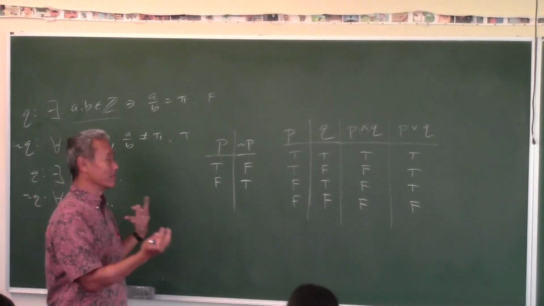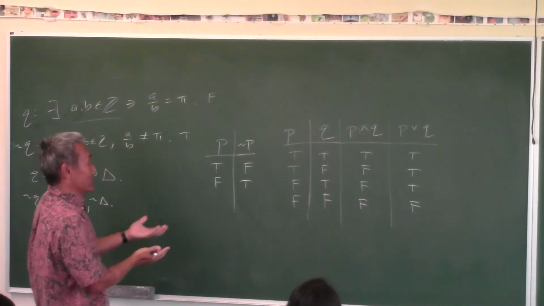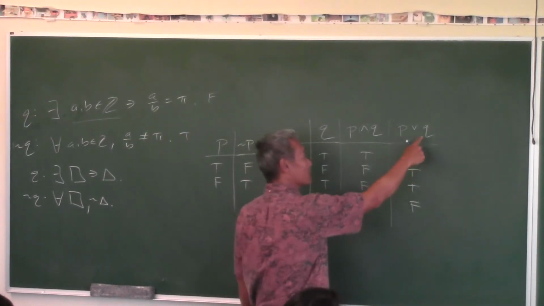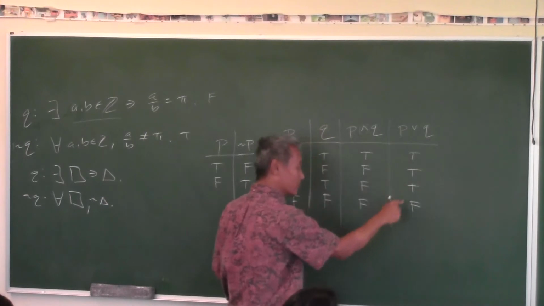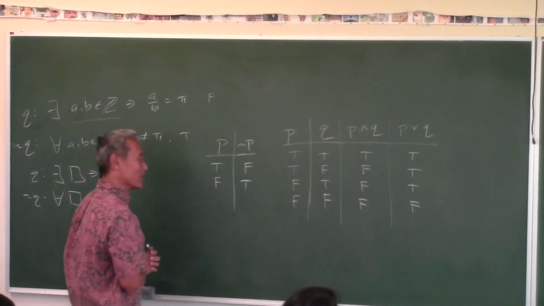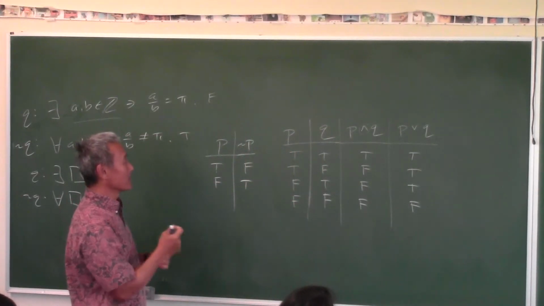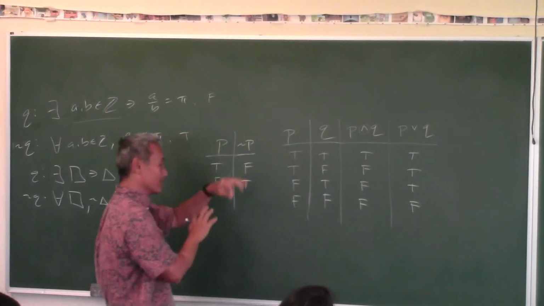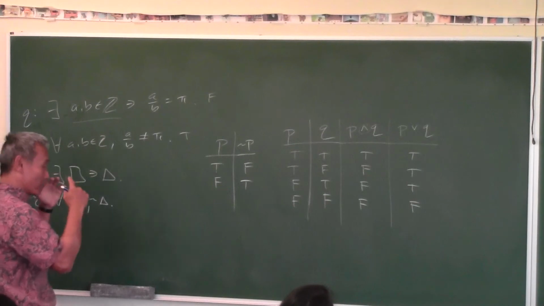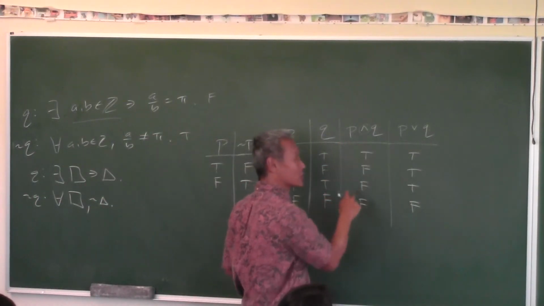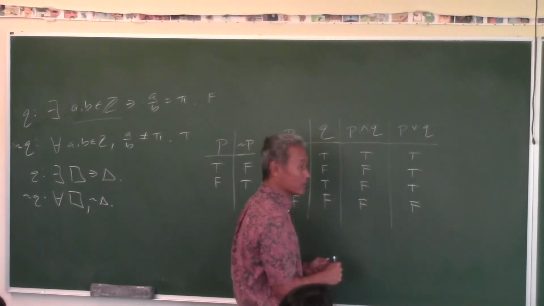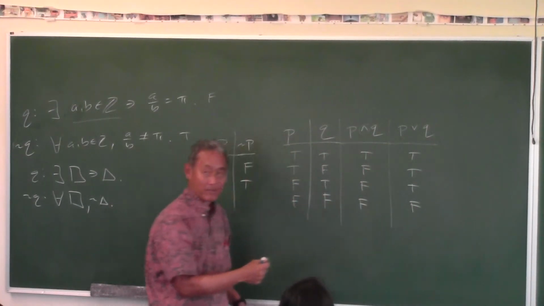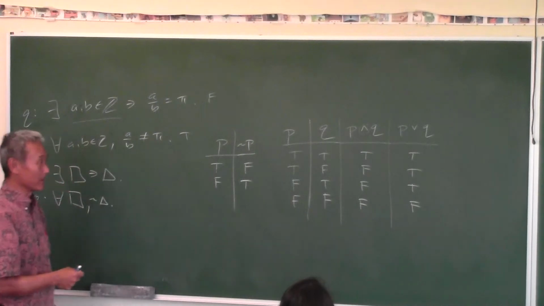Now, it's up to you how you want to remember it. Some people just memorize it: true, false, false, false, and true, true, true, false. I don't think that's a good way to do it, because sometimes it's not going to be like this because of something else. It's better to remember the and statement is true when both of the components are true. The or statement is true when at least one of them is true. That's the way you want to remember.